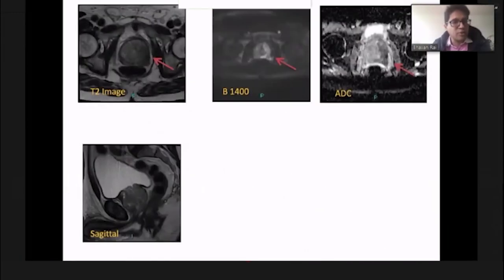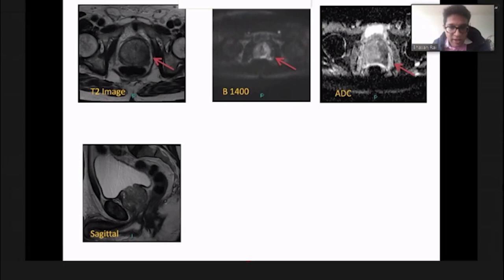This is his MRI scan. You can see the T2 image on the left side. There's a dark spot there. On his diffusion-weighted images, it becomes bright. On his ADC, again, you can see some darkness there. And you can see a sagittal image.